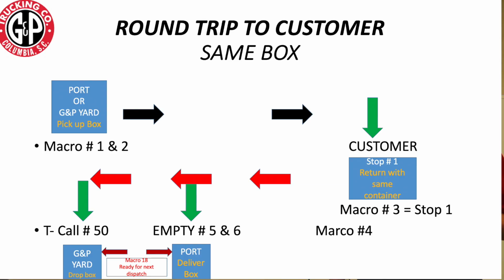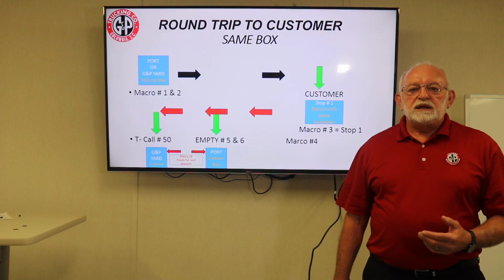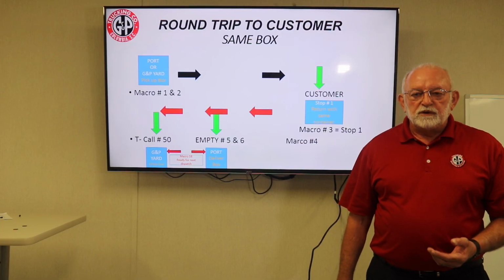You come back in. If you're coming back to the GMP yard, not going into the port, you'll do a T call, a macro 50. However, if you take it back to the port, then you're doing a 5 and a 6. Arrive at your final destination, and then your empty call, okay? Always follow either one of those up with a macro 18. With the macro 18, operations knows that you're ready for your next dispatch.